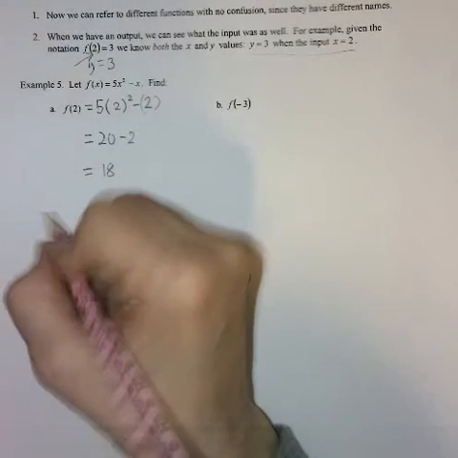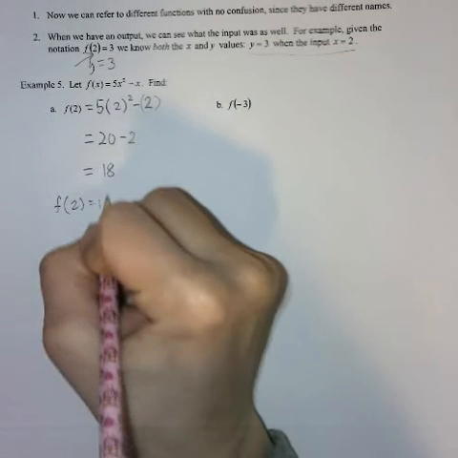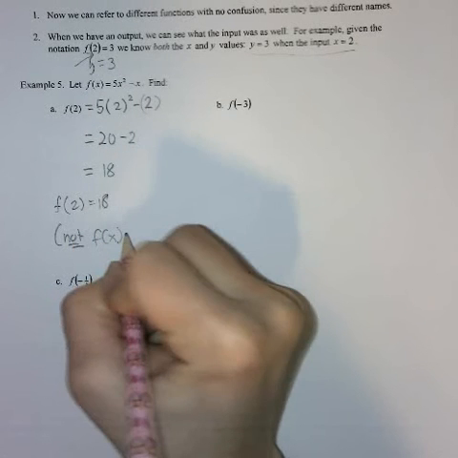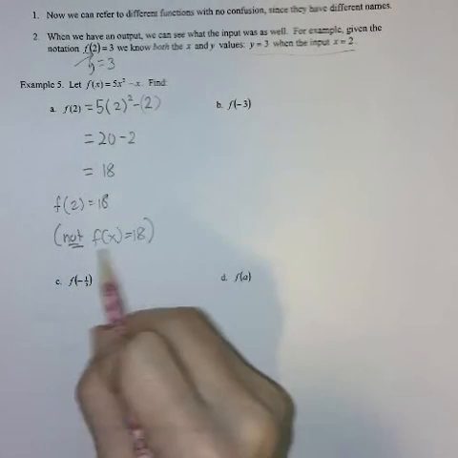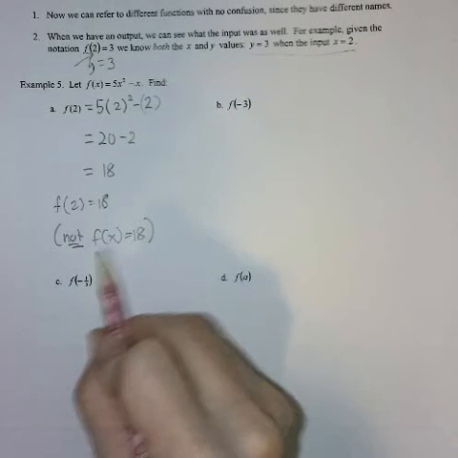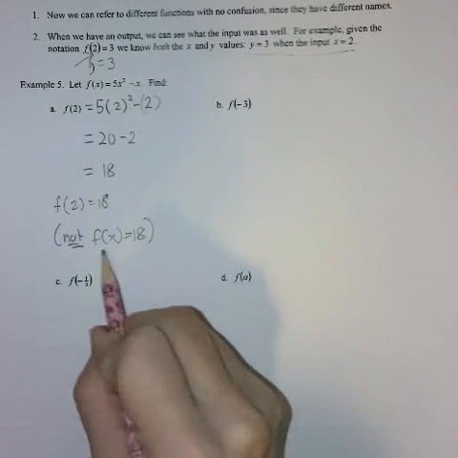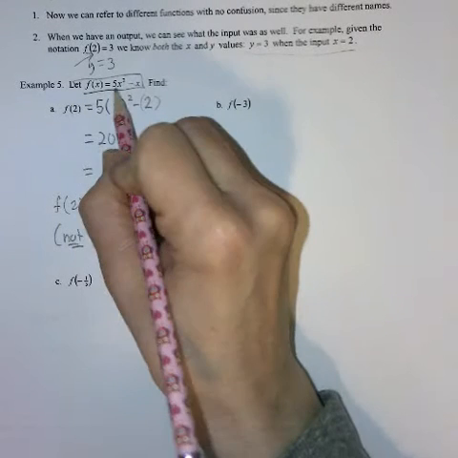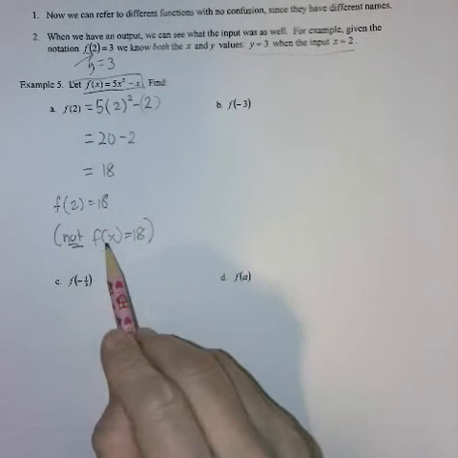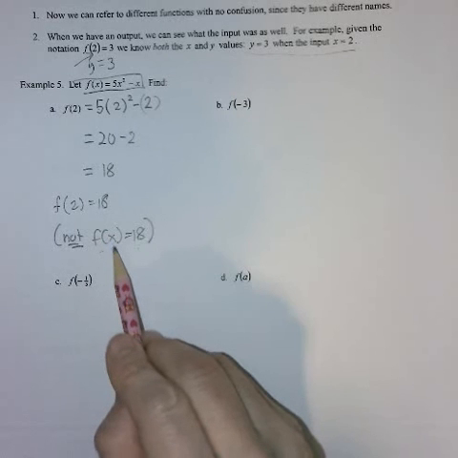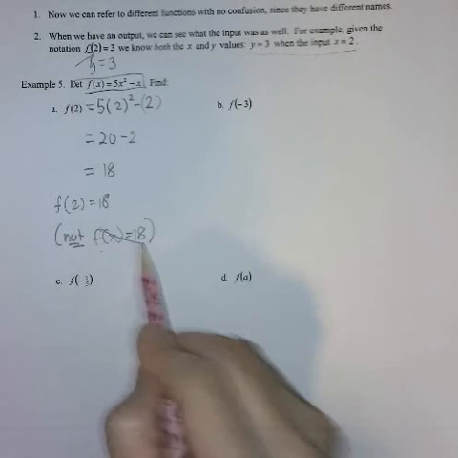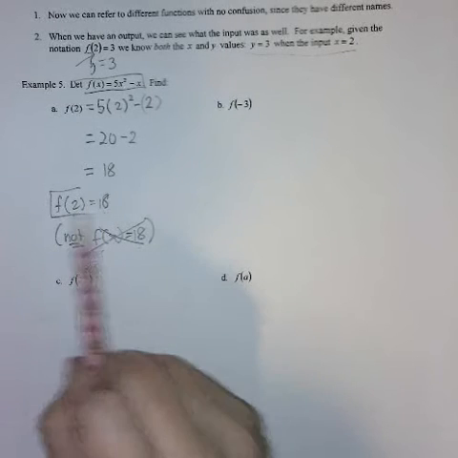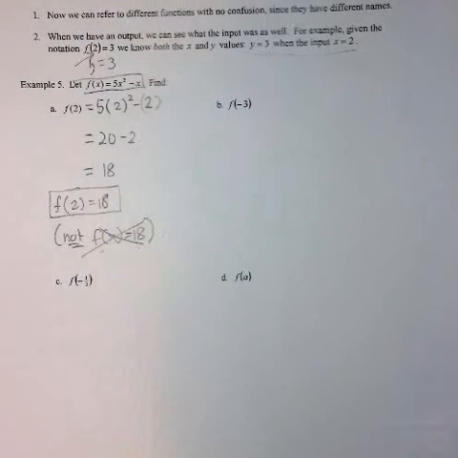So we would write f at 2 is 18, not f at x is 18. A lot of students will put this as their final answer. If you do that, I'm going to mark it wrong. F at x is not 18. F at x is right here, 5x squared minus x. This would imply that no matter what you plug in for x, the output is always 18, which isn't true. The output is 18 when the input is 2. So this is what you want to write down. F at 2 equals 18.